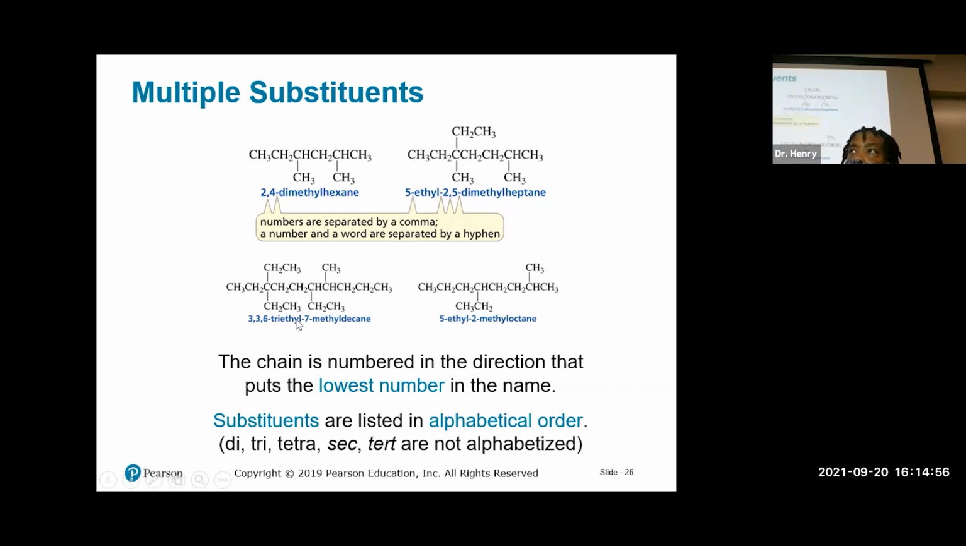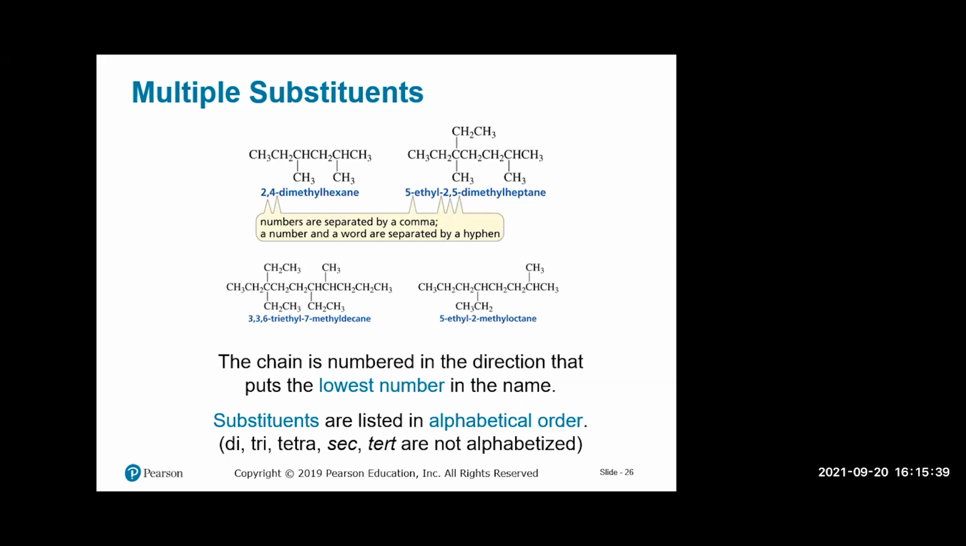Okay? So if there are three of exactly the same things, one, two, three, we use tri. So this guy would be triethyl, right? And you have to give the location of each one. 3,3,6-triethyl. Okay. And if there were six of the same thing, then what would be six? Hexa. So it'd be hexaethyl. Okay. So you want to be sure that you know your Greek prefixes, right? Okay. Questions? Concerns?